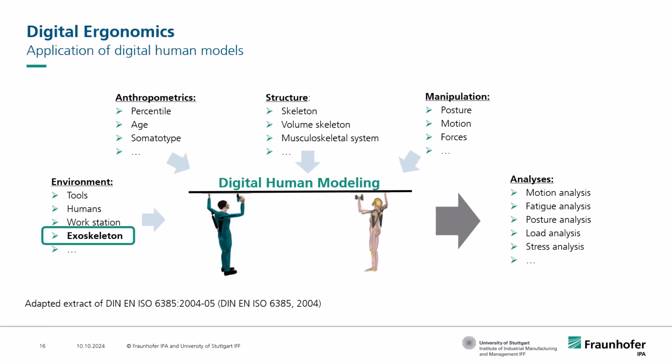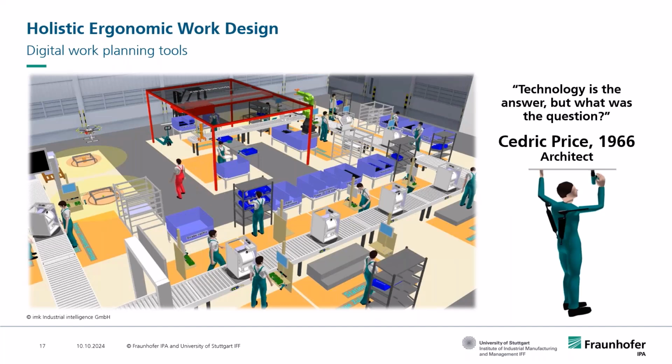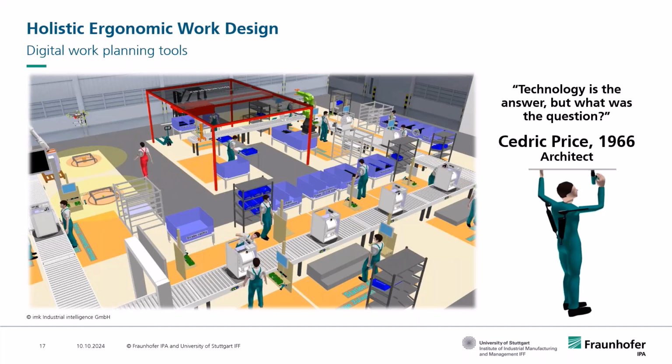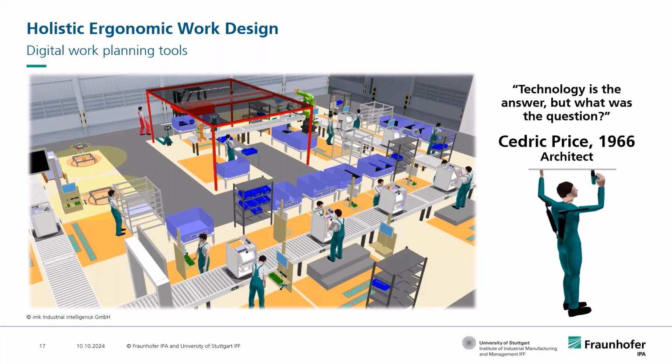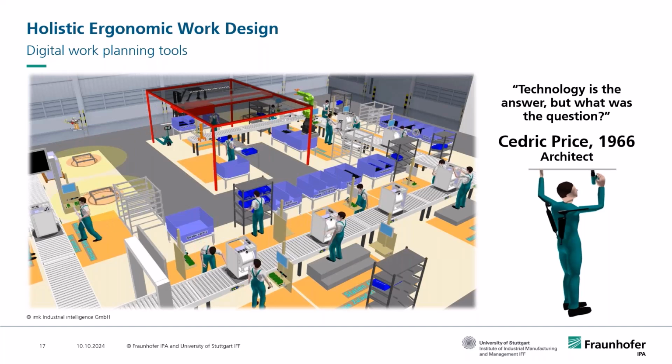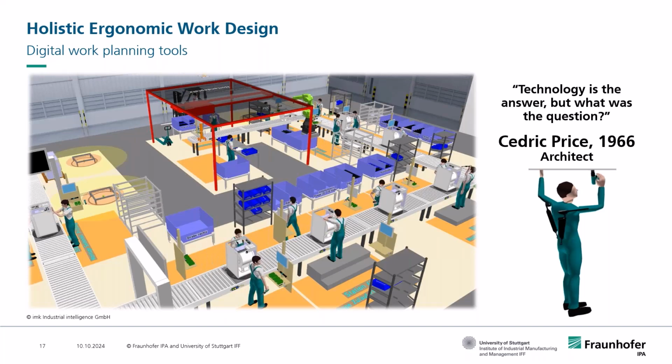The first approach you can see on the next slide is applying the EMA Work Designer, which is a digital work planning tool to do holistic ergonomic work design. That means exoskeletons could be a solution, but you should always ask yourself, are there maybe other solutions? So technology is the answer, but what was the question? And within those holistic tools, you can consider all kinds of ergonomic measures.